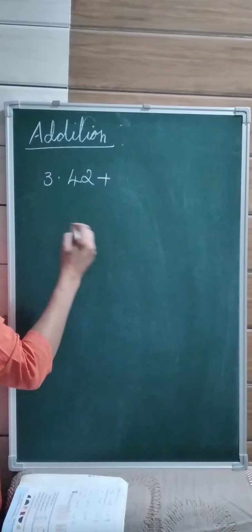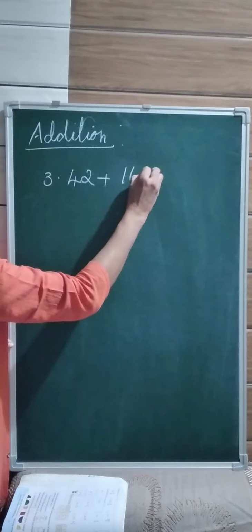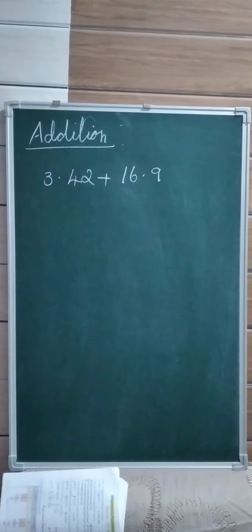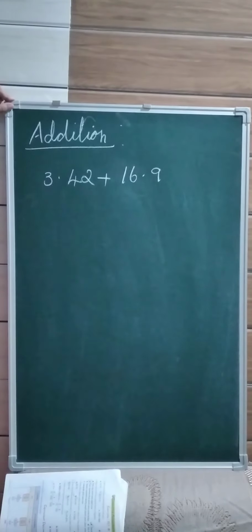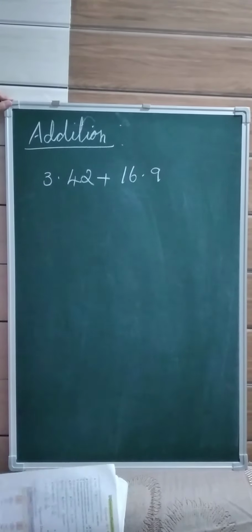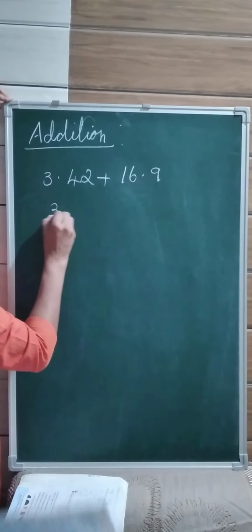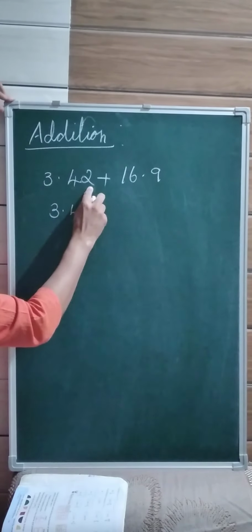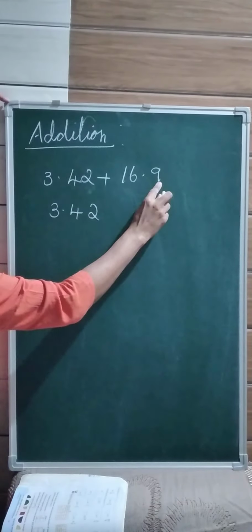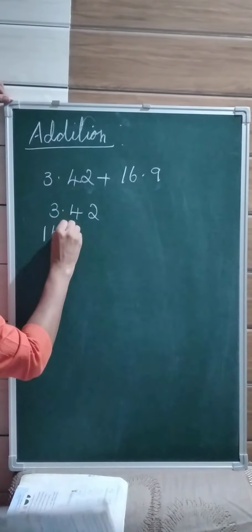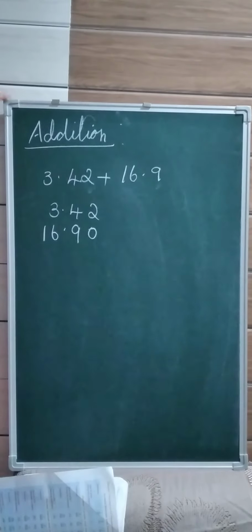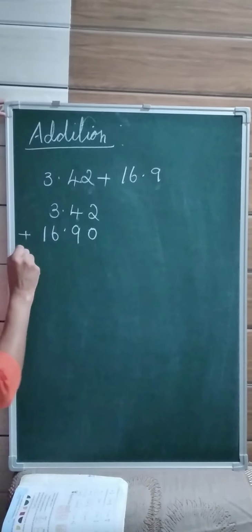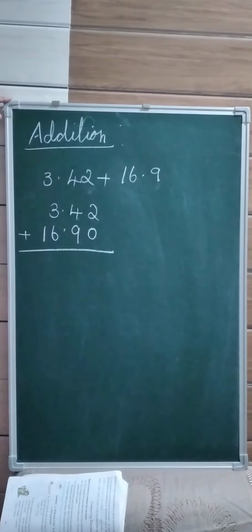3.42 plus 16.9. These two numbers we have to add. For this, first we have to make them like. How can we make them like? 3.42. How many digits are here in the decimal position? 2 decimal digits are here. Here only 1. So you can write 1 0 in the last. Now see, 2 decimal digits here, 2 here. They are like decimals. Now we can start the addition.